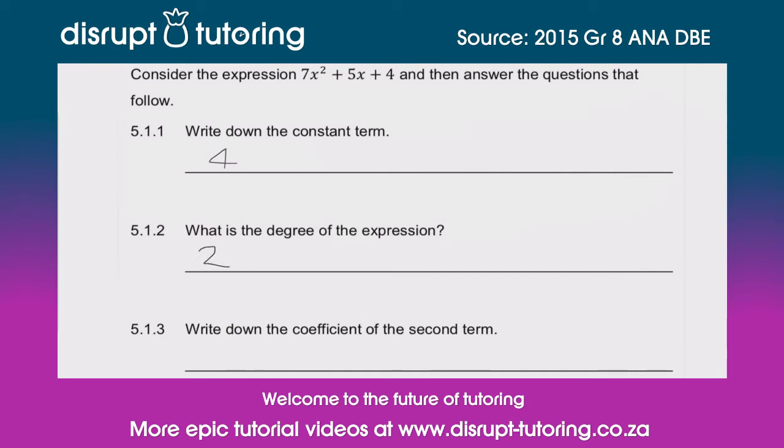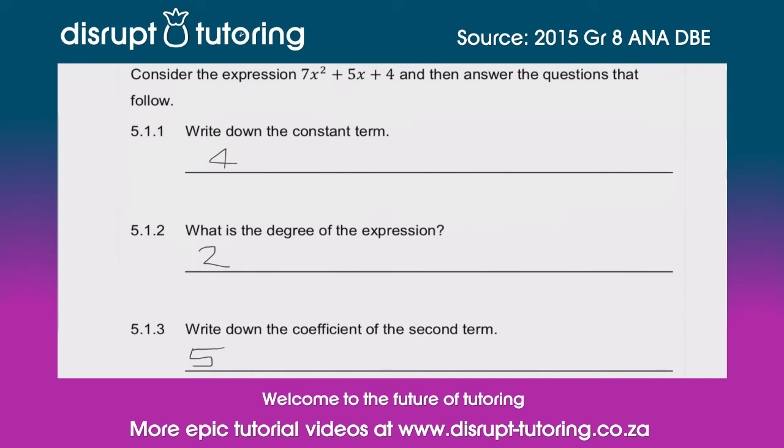And then on to the third question, write down the coefficient of the second term. So what's really nice about this question is we're testing two things. We're testing your understanding of coefficients, but we're also testing your understanding of terms. So we know that this is the first term, so we don't look at that one. This is our second term. This is our variable in the second term. So that would mean our coefficient is going to be 5.